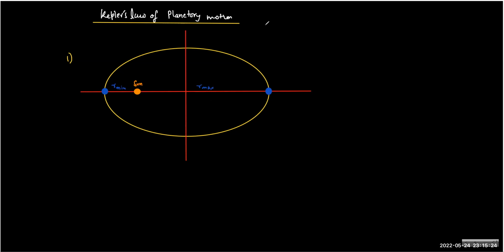In astronomy, R minimum is called perigee, and the R max is called apogee.